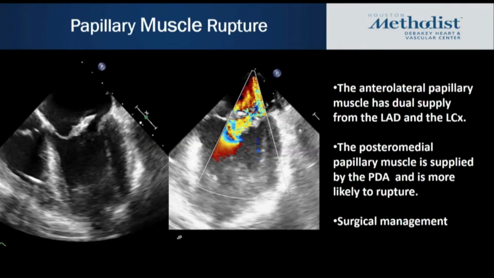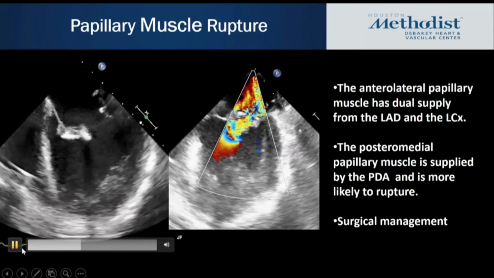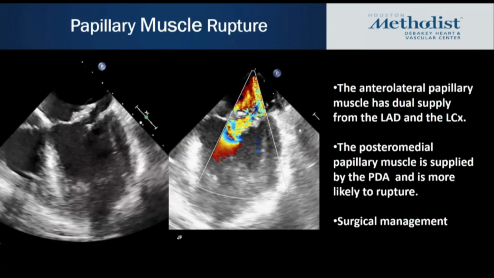Another cause of acute MR is papillary muscle rupture. Don't forget this cause of MR when you're evaluating patients, especially those who present late after an MI. This is a case of papillary muscle rupture right there. You can see it flopping back into the left atrium, and it's accompanied by significant mitral regurgitation.